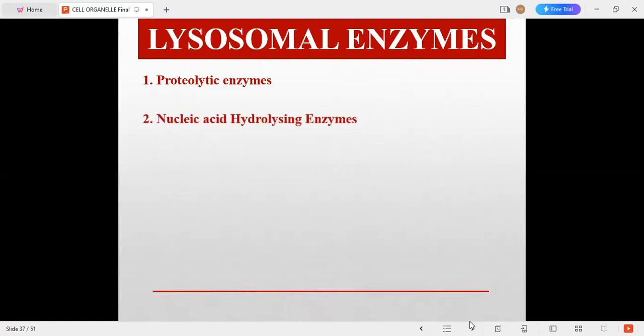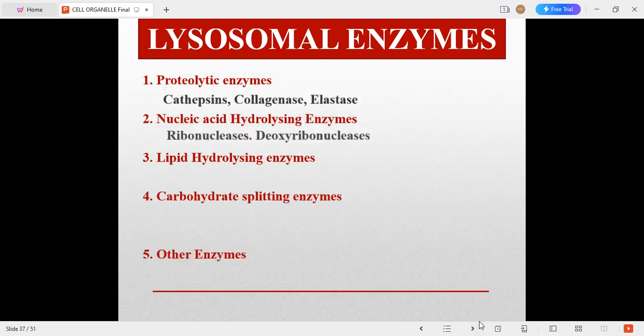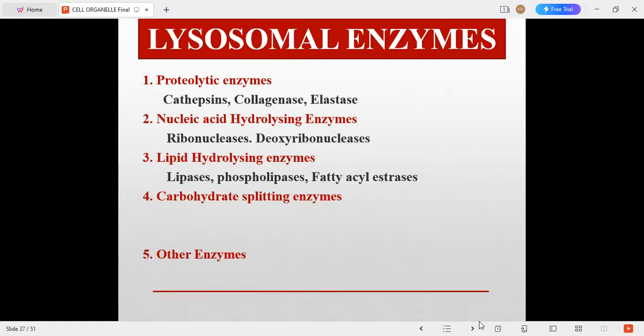Lysosomes contain a variety of enzymes, including proteolytic enzymes, nucleic acid hydrolyzing enzymes, lipid hydrolyzing enzymes, carbohydrate hydrolyzing enzymes, and so many others. Examples of proteolytic enzymes are cathepsin, collagenase, and elastase. Examples of nucleic acid hydrolyzing enzymes are ribonucleases and deoxyribonucleases. Moreover, lipases, phospholipases, and fatty acylesterases are included among the class of lipid hydrolyzing lysosomal enzymes.